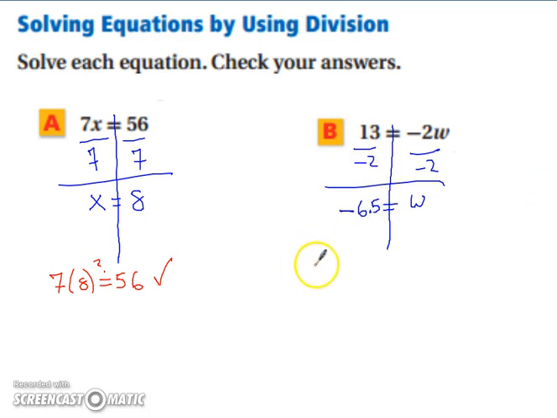Let's try it out. Is 13 in fact equal to negative 2 times negative 6.5? Well, we have a negative times a negative, so our sign is correct. It needs to be positive. And 2 times 6.5 is in fact 13. So we're good to go.